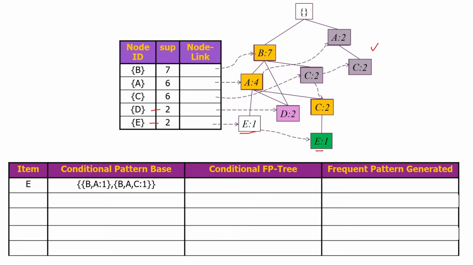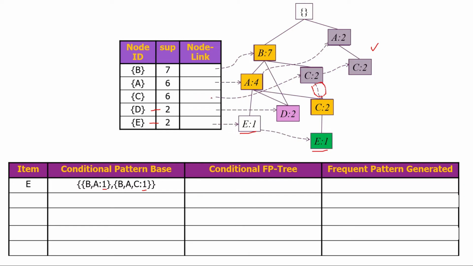So from B, A, E, along this path B and A, the count of the E node is 1. And along the path B, A, C and E, this path is also 1. So don't get confused with this, this is another path. This is not the direct path. This dotted line is just to show the overall value of C.